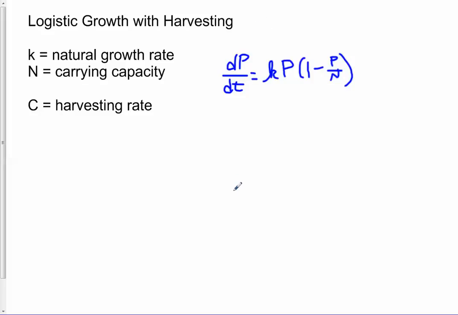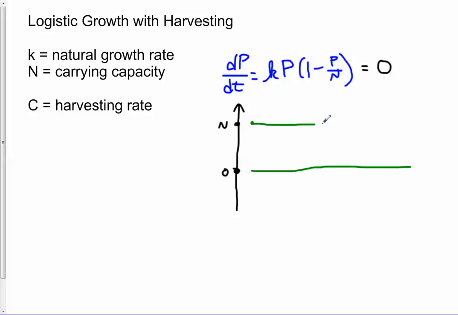And just as a reminder, if you do the phase line, what you'll find is you can see if you set this equal to 0, p would be 0 is one answer, and if p were equal to n, you would have 1 minus 1. Right, so if you start with 0 of the population, then you're always going to have 0 of the population. But if you start with n of the population, you also stay at n, and that's the carrying capacity.